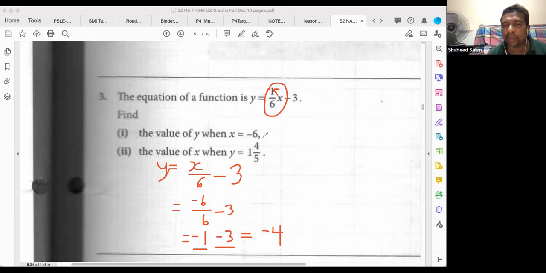So you try this one now. Come on, you try this one. Change it to improper fraction. What is improper fraction?